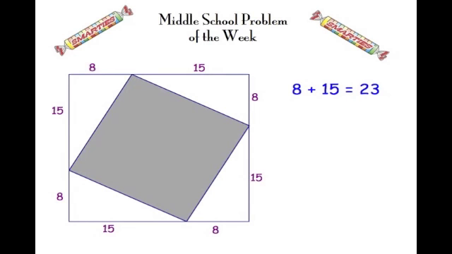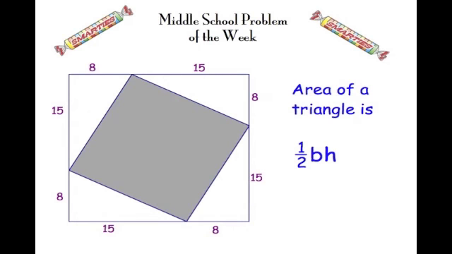Another way to do the problem is to add the 8 and the 15 and get that each side of the big square is 23 units, so the area of the big square is 23 times 23, 23 squared, or 529 square units. And then if we can subtract the area of those four white right triangles, we can get the area of the shaded region.